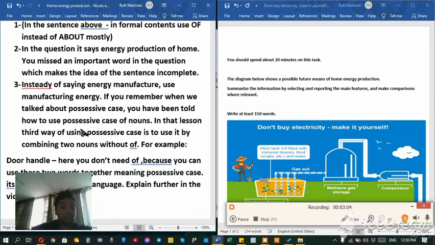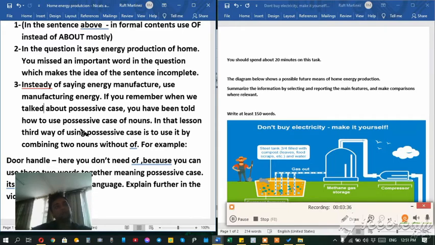But for things you can use of. For example, also for animals you can also use of. For example, the leg of the table, the cable of the television. And the third way, if you remember, I told you that you can use 2 nouns together without using of or 's, if that's possible in your own language.